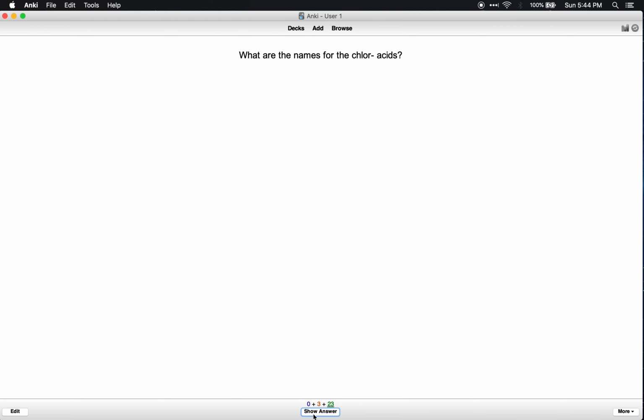What is the name of the chlorate acids? We have chlorite. Hypochlorite is ClO minus. Chlorite is ClO2 minus. ClO3 minus is chlorate, and then ClO4 minus is perchlorate.